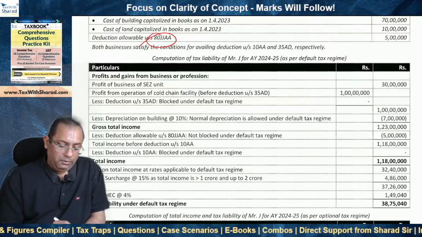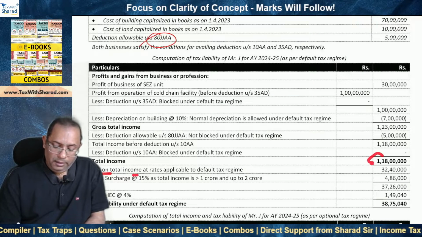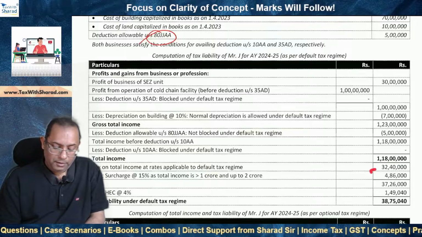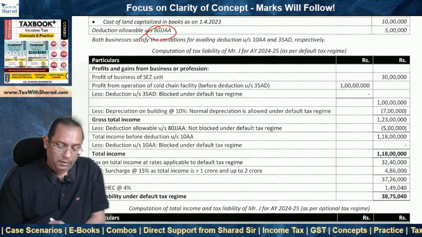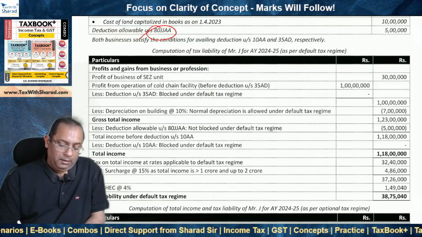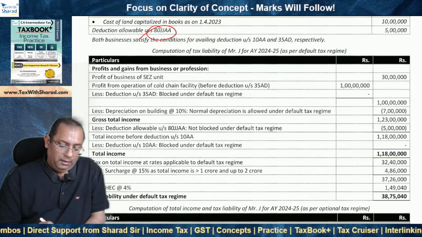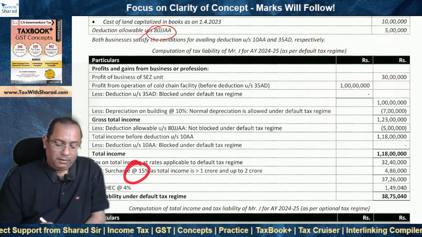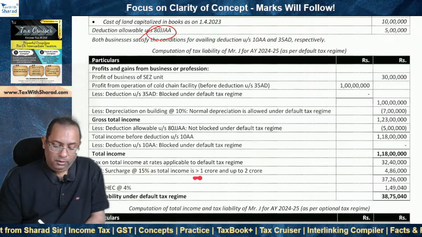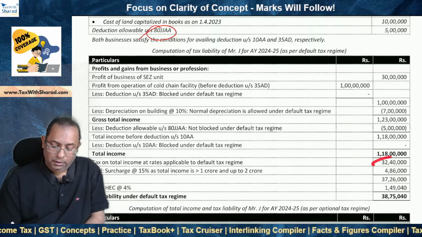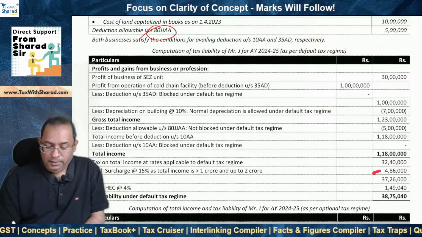And now you compute tax on total income of 1 crore 18 lakh at the rates applicable to the default tax regime, which comes to 32 lakh 40,000. And then you add surcharge because the total income is more than 50 lakh rupees. The rate of surcharge is 15%. Why? Because the total income is more than 1 crore and up to 2 crore. It's 1 crore 18 lakh. So 15% of 3240 comes to 4 lakh 86,000.